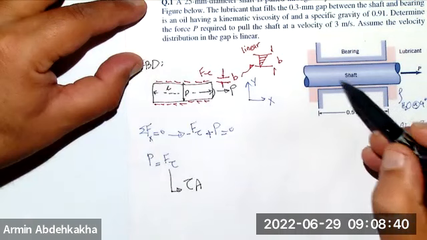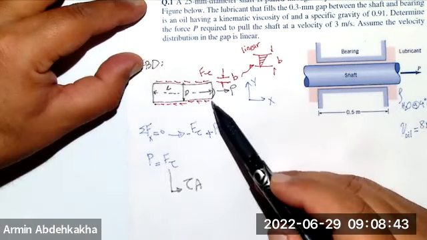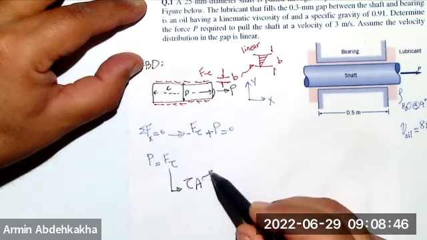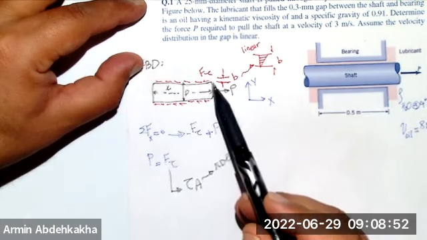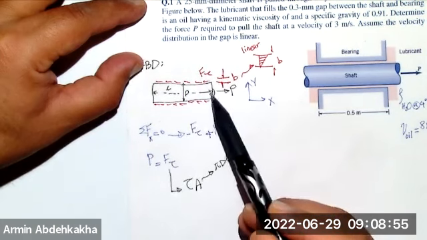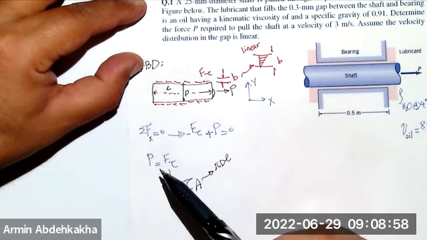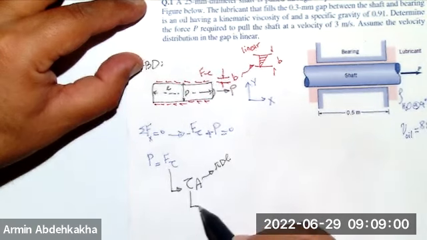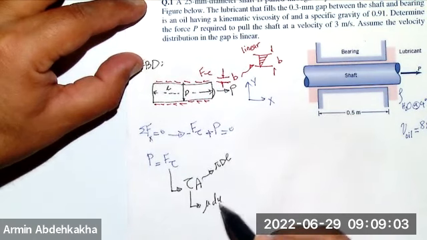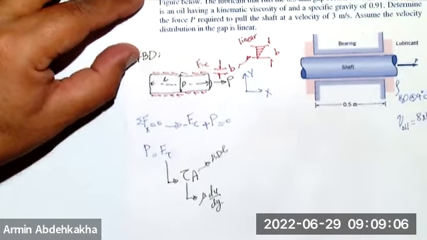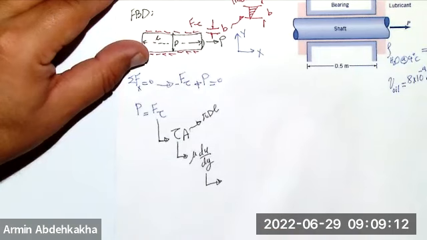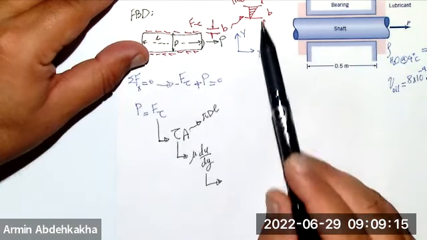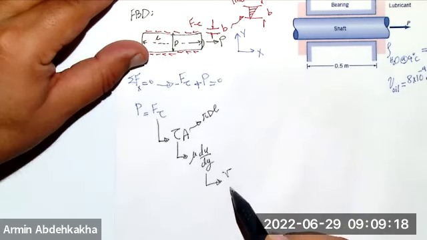And the area is the surrounding area of the cylinder. So A should be pi D L, right? D times pi is the perimeter of the cross section, times L gives you the area. What is tau? It is mu du over dy. What is du over dy? Because it's linear, it is V, the velocity, over B, the gap.